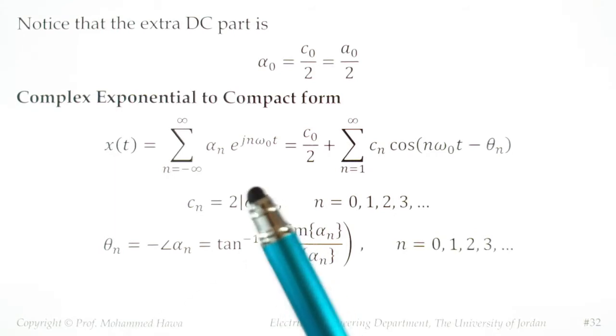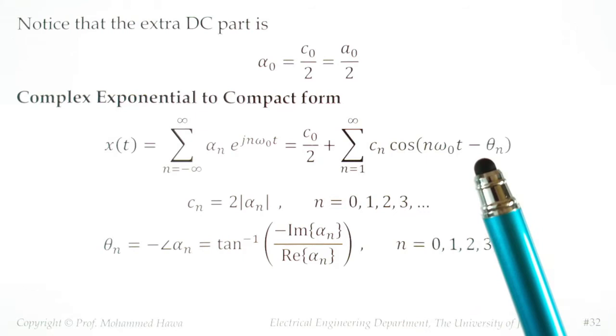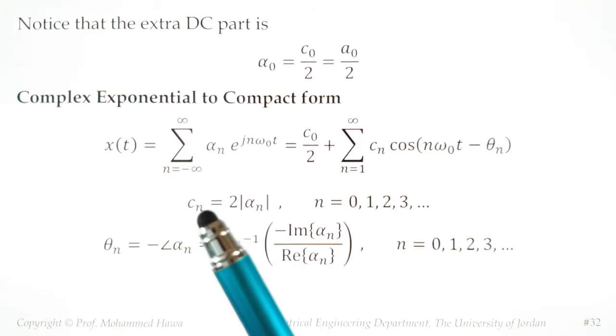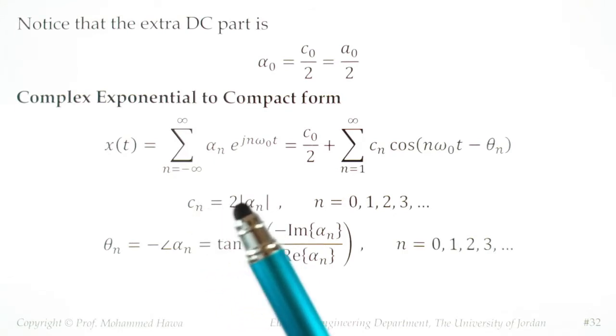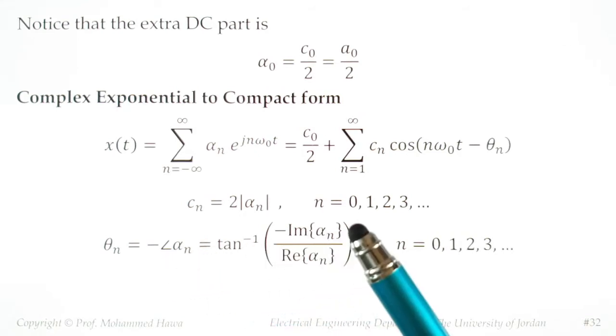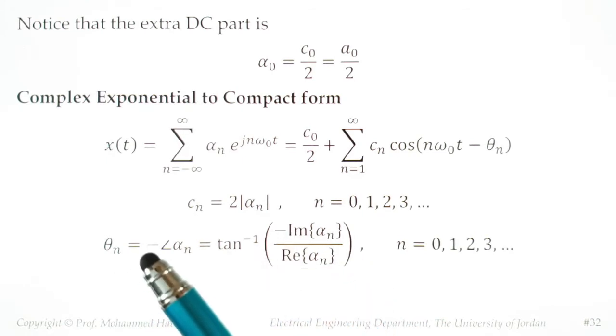What if you already have the complex exponential form calculated? Can you go from here to the compact form and calculate Cn and theta n? Of course. If you know that the absolute value of alpha n, the magnitude of that complex number, is Cn over 2, then Cn is 2 multiplied by the absolute value of alpha n, or the magnitude of that complex number. If you know that the angle of this complex number is negative theta n, then theta n is negative of the angle of that complex number, which is, by the way, tan inverse of the imaginary part of the complex number over the real part of the complex number. I used minus here because of the minus here.